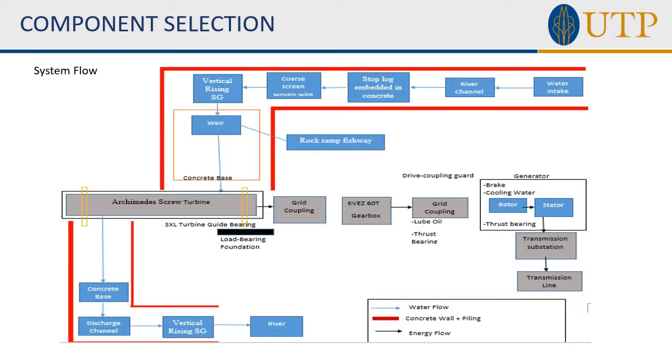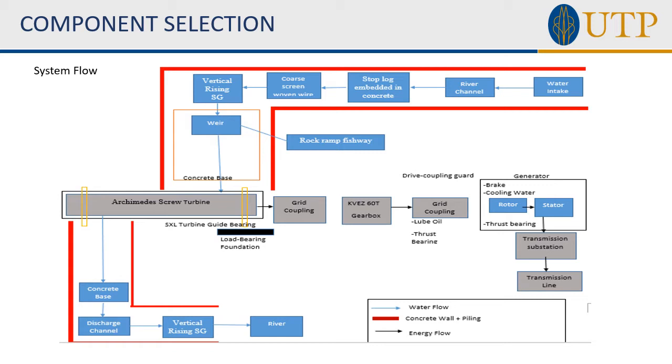Continue on to the next slide. In this slide, I will explain the system flow. For our mini hydroelectric system flow, first, the water intake. The water from the river flows into the water intake and through the river channel. From the river channel, the water will meet the stop lock embedded in concrete.